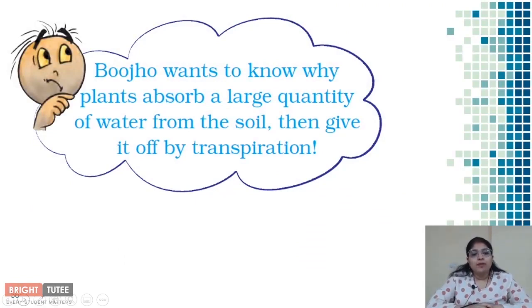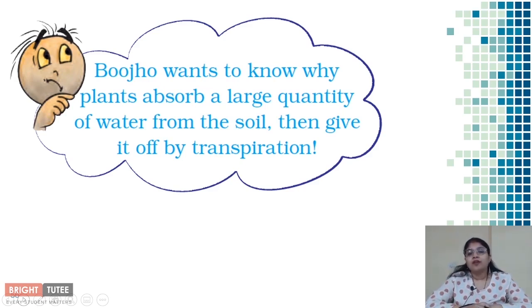Bujo wants to know why plants absorb a large amount of water from the soil, then give it off by transpiration. The reason is that transpiration is a very, very important process. First of all, in the environment, transpiration maintains the water cycle. If we talk about the plants themselves, there are certain plants which are really tall. There are trees which grow up to 150 meters tall, right? Some of the plants are quite small, like herbs.